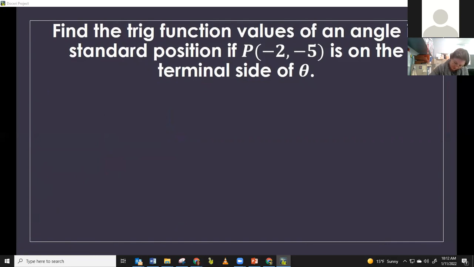All right. We want to find the trig function values of an angle that is in standard position if P is -2, -5. What quadrant are we going to be in for this right here? Where will our point P be? We're going to be in the third quadrant, yes. So -2, -5, something like this.